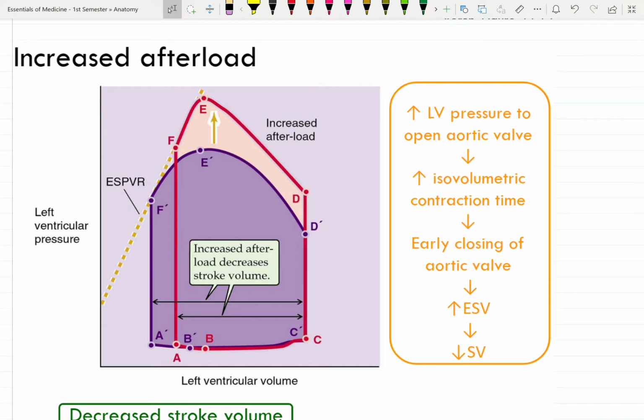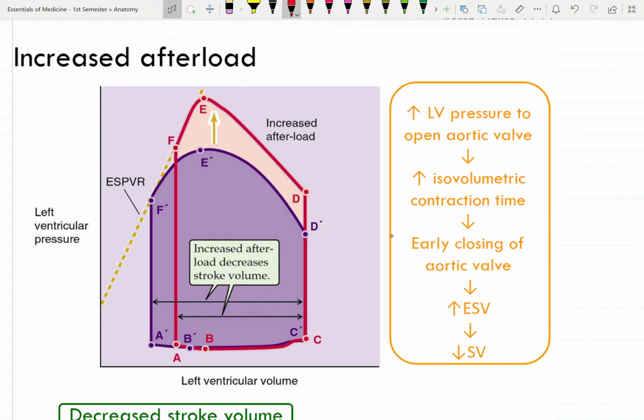What this causes is an increase in the left ventricular pressure to open the aortic valve, right? Because in order to open the aortic valve, the left ventricle is required to exceed, that means having a greater pressure than the aortic pressure. Okay?